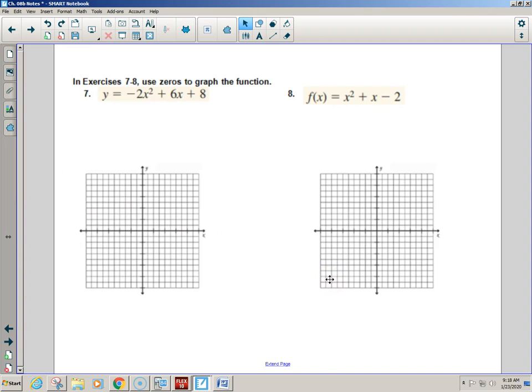Use zeros. Who are the zeros? The x intercepts. Are the x-intercepts something that we're supposed to be able to know like this? Yes, as long as it's in what form? Intercept or factor form, right? So what's the dilemma with both of these? What do you have to try to do? They need to be factored.